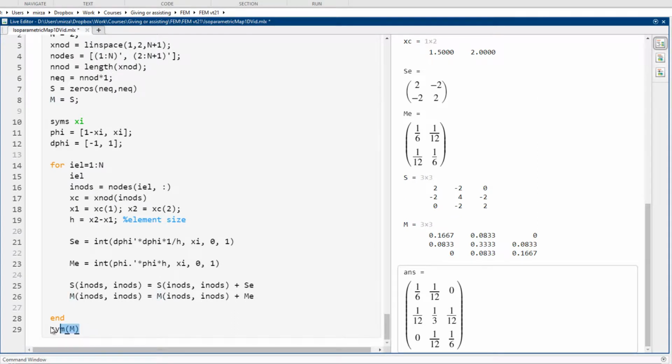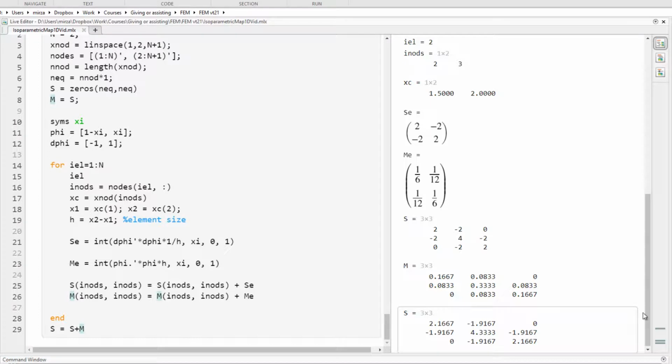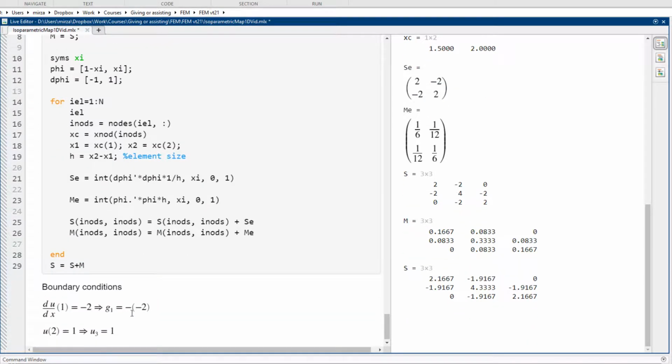Okay, so now once we have done this, we are combining our system matrix. So we do S is equal to S plus M here. So we have our combined system matrix, and we can finally start applying boundary conditions. So I'm just going to copy stuff in here. So boundary conditions, this is what we have. So now we can start.